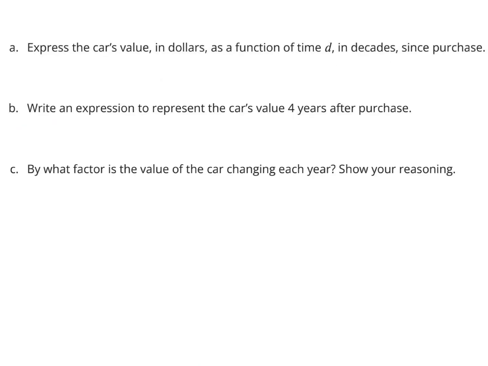Now, it says, write the function of time, D, in decades. So our function f of D, where D stands for decade, is 40 times 0.6 to the X, where X stands for 1 decade. And I'm using 40 instead of 40,000. When you translate the number in, just put it to 1,000.